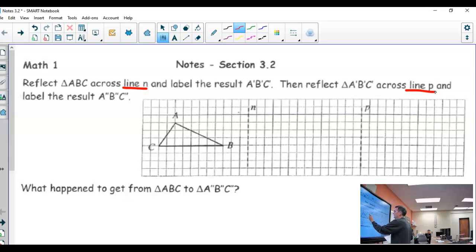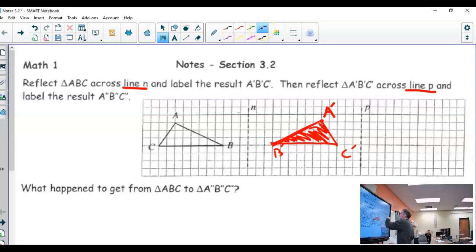So 1, 2, 3, 4, 5, 6, 7, 8, 9. And here I have A prime. And then B would be 1, 2, 3, and here would be B prime. And then C is 1, 2, 3, 4, 5, 6, 7, 8, 9, 10, 11, and here is C prime. And so my triangle, that's a terrible line, looks like that. And again, I like to shade in lightly with my pencil the image, right?